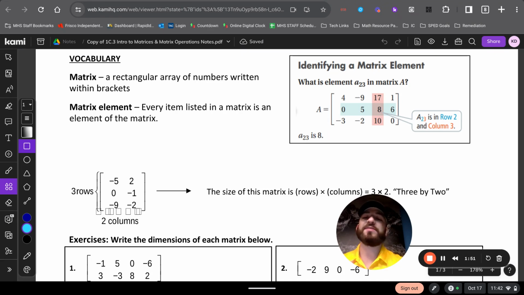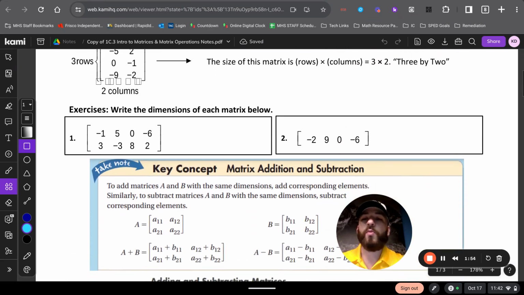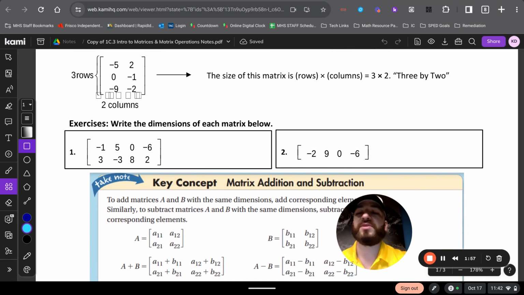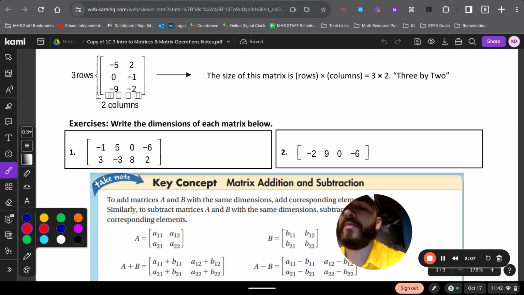Okay, so that's some basic, what is a matrix, and how do we identify it? Let's apply some of these skills, though. Okay, so let's look at number 1. We want to write the dimensions of each matrix below. So we have -1, 5, 0, -6, and 3, -3, 8, and 2. So we can clearly see right here that we have 2 rows. And then across, we have 1, 2, 3, 4 columns. And remember, it is always rows by columns. So this would be equal to a 2x4.